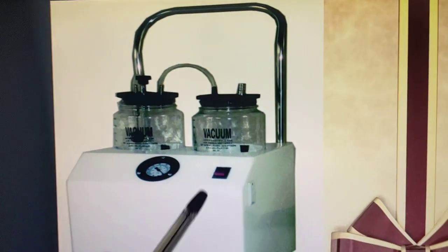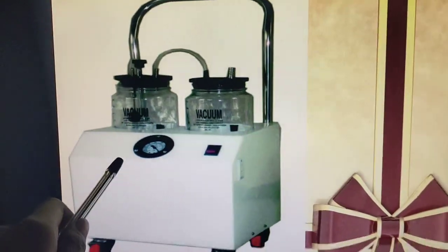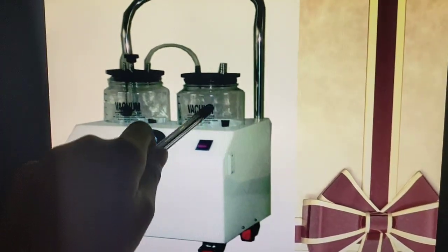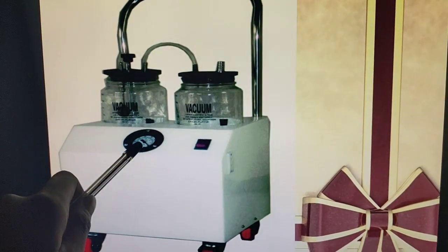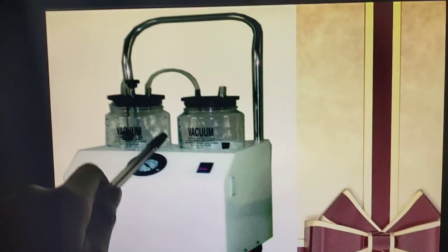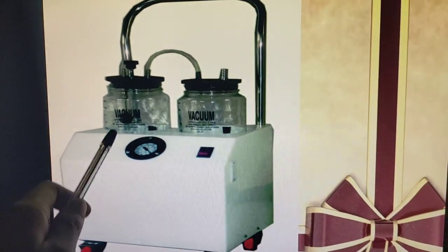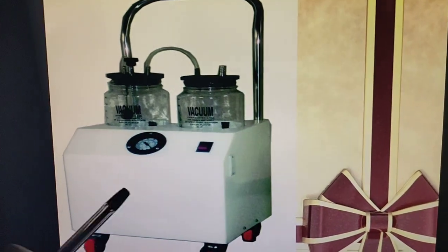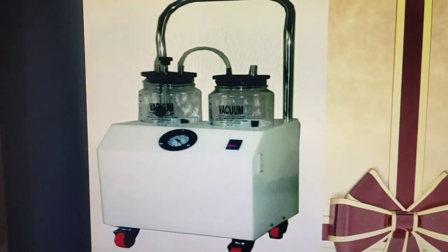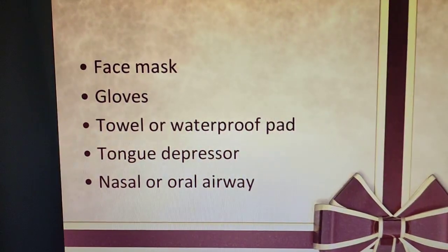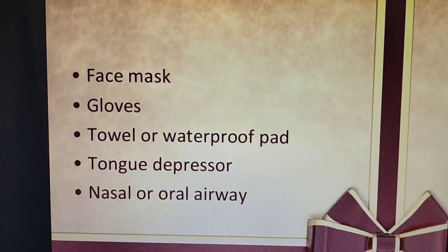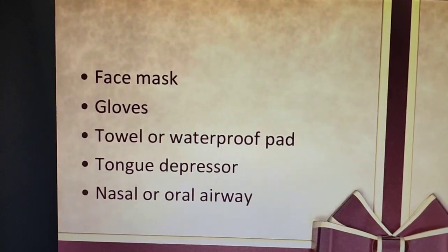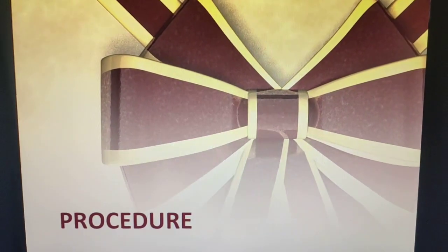Then this is the portable suctioning apparatus. Previously we were using this one, which has a wheel, and we can take it around in the wards. This is the vacuum, which has a pressure gauge here. So whatever is suctioned will collect in the tube also. This creates a vacuum. This is what we call portable. Nowadays we are not using this, we are using the wall suctioning apparatus. Clear? So along with that we need a face mask and gloves, towel or waterproof pad, tongue depressor, and the nasal or oral airway. Then we'll see the procedure now.